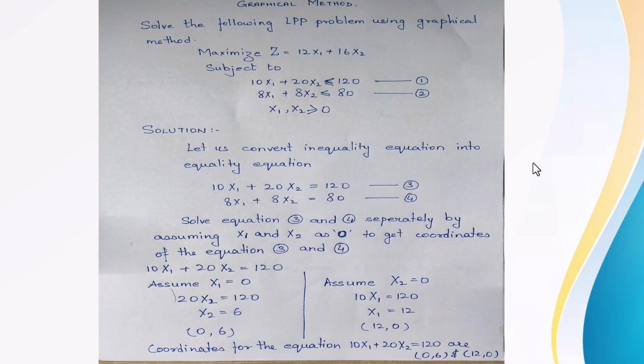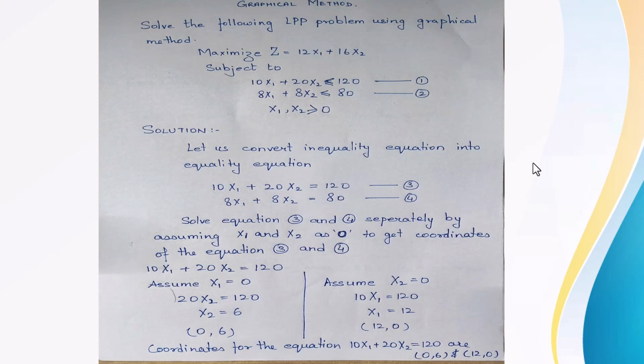Okay, so assume x1 as 0, then the equation will become 10 into 0 plus 20x2 = 120. 10 into 0 will be 0. So 20x2 = 120. Then x2 will be 120 divided by 20, that is 6. So x2 is 6.